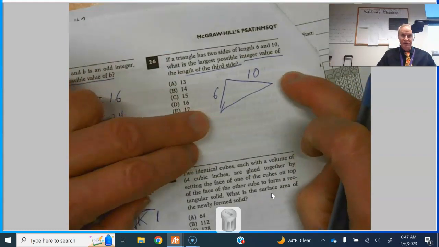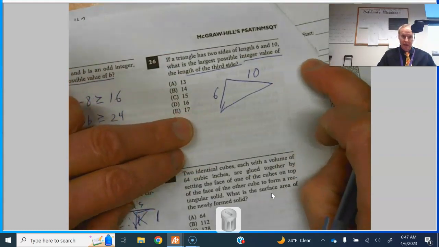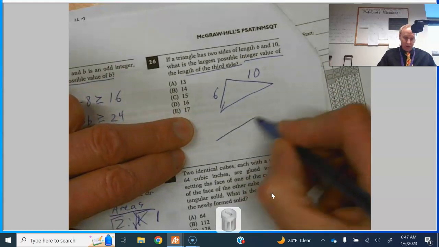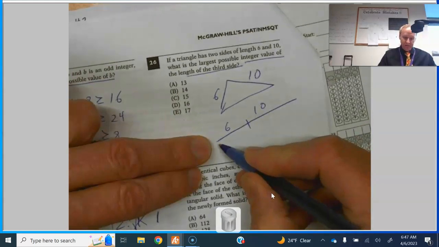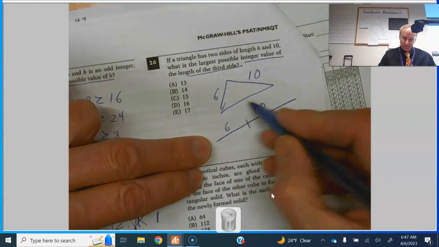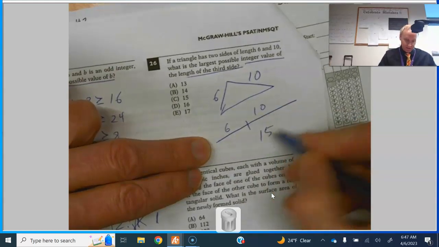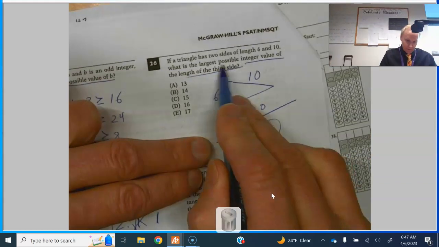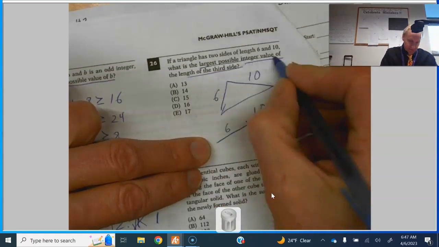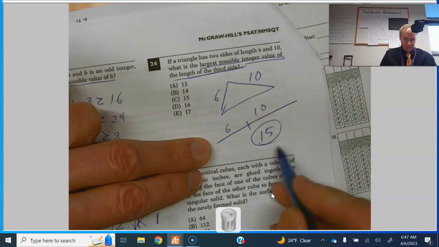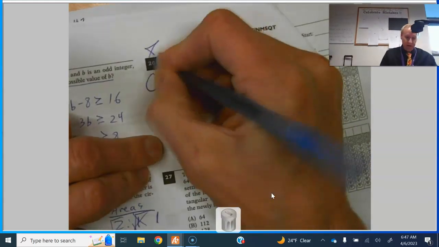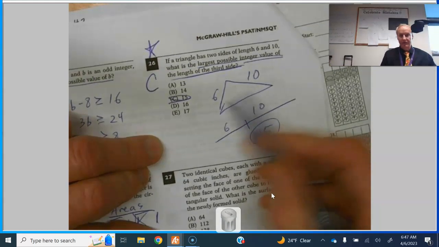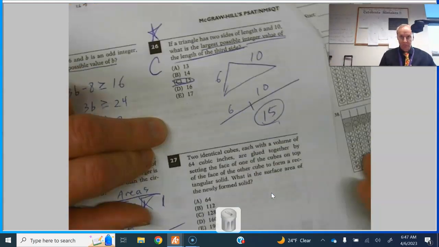Okay, so what I want you to do is think of stretching these out as far as you possibly can. And if I stretch them all the way out, I get a line segment. So to make it a triangle, it has to be just a little tiny bit smaller. So it's 15. We want the largest possible integer value of the length of the third side. Yep, 15. We want the largest possible value. The smallest possible value is going to be the difference, plus 1, which is 5.